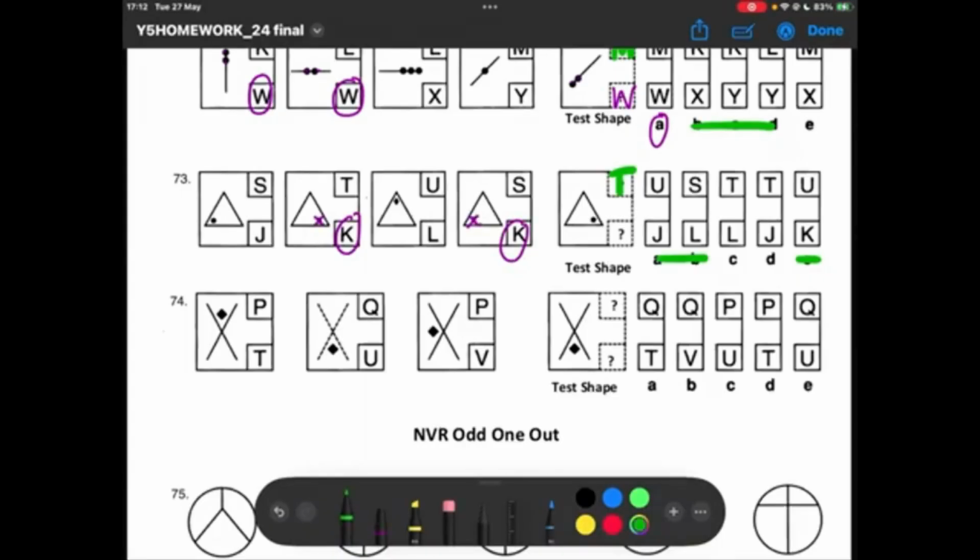The test shape has a circle, same as this one, and the second letter here is a J, so the answer is D.